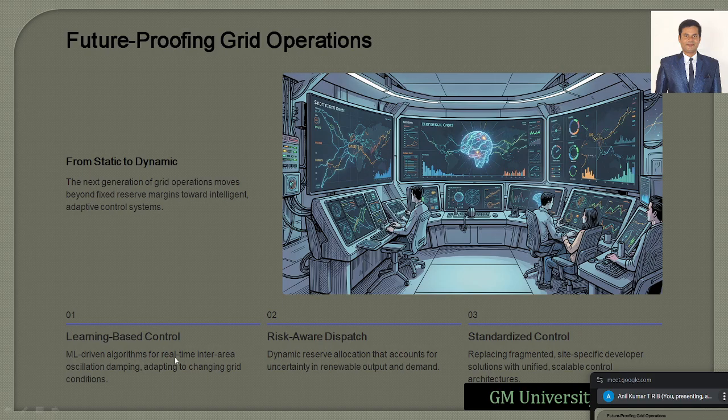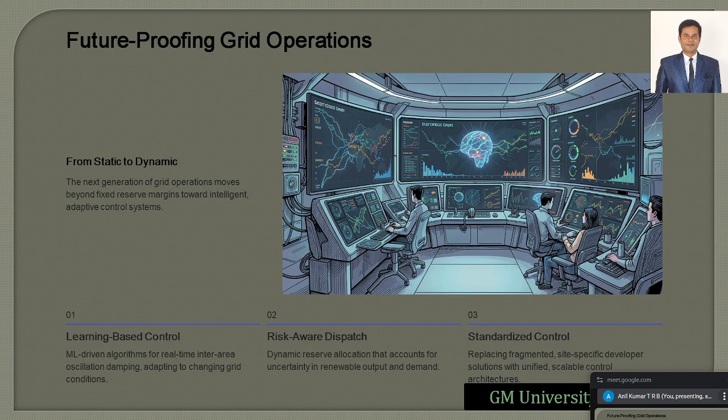So all right, if you see machine learning, right? Machine learning driven algorithms for real time area oscillation damping, right? We can check about changing the grids, adapting to changing grid conditions also. So with machine learning we are trying to teach the machines to understand very clearly the concept of when it has to be disconnected and when it has to be connected, right? That is what we have to teach the machines so that they will understand.